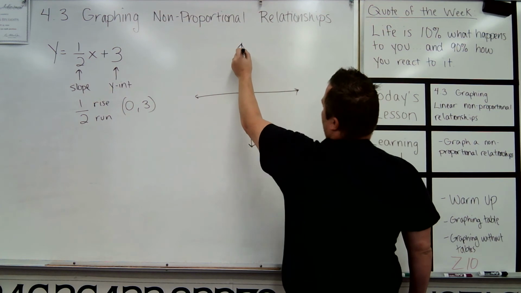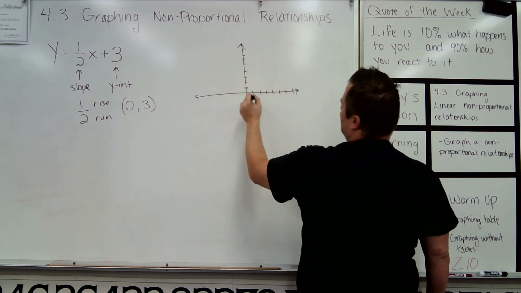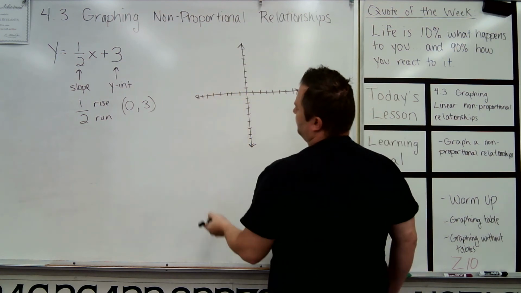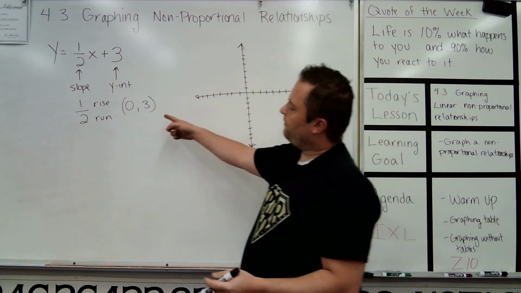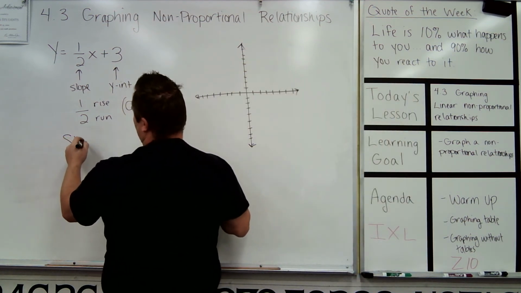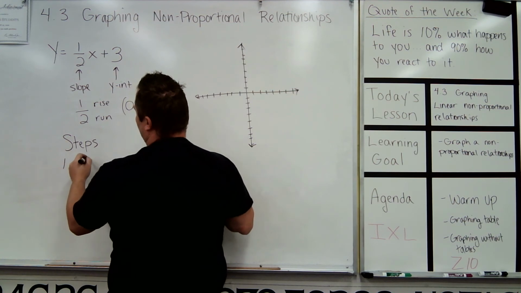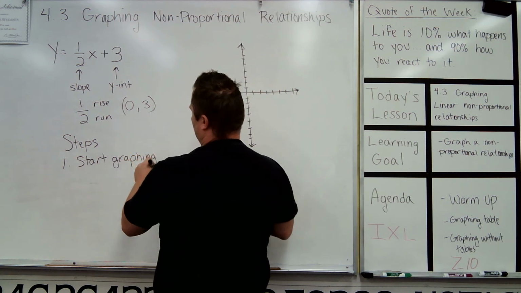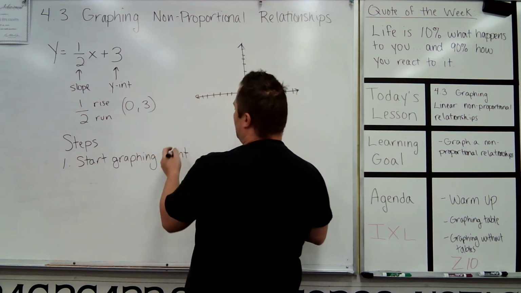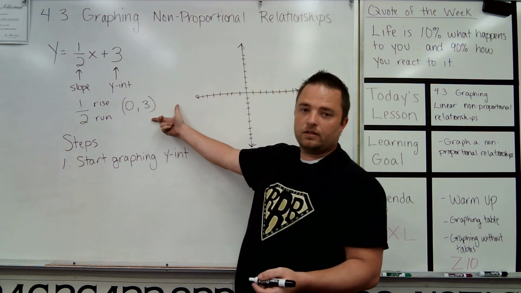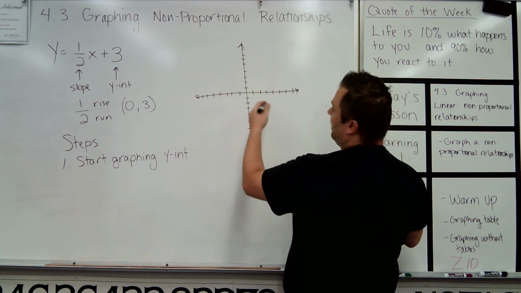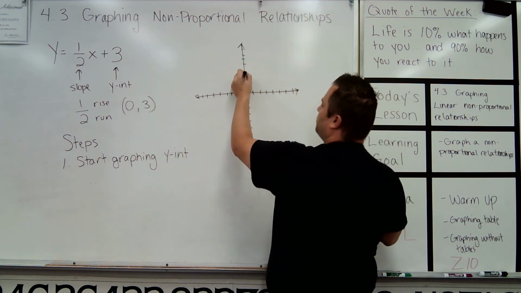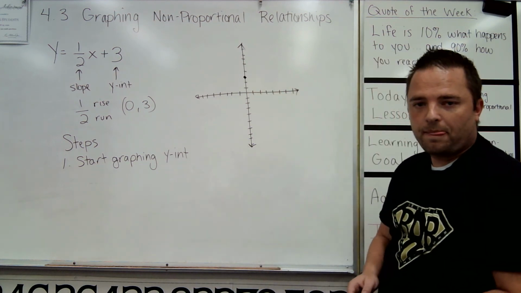Make some tick marks. I'm going to first give me some steps. I'm going to first start graphing the y-intercept, meaning I know 1 point already. That's my y-intercept. So this line, whatever it looks like, has to cross at 0, 3. So 0, 3. There's 1 point on my graph.